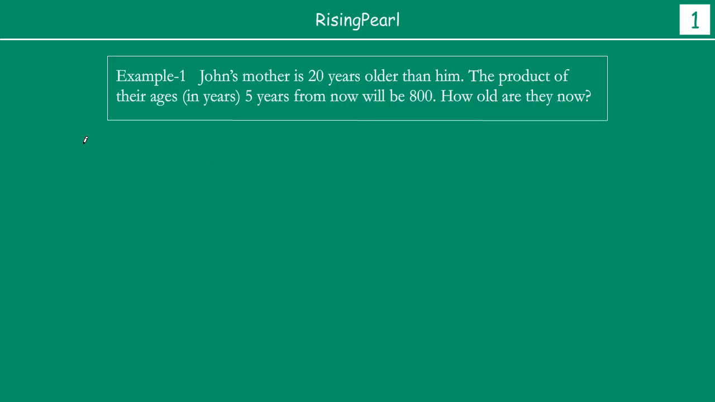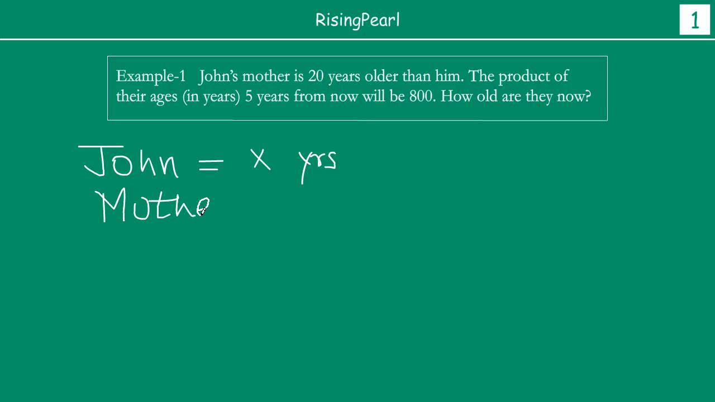Let's say John's age today is X years. He is today X years old. John's mother is 20 years older than him. So if John is X, his mother's age is X plus 20. Now, 5 years from today, 5 years from now, how old will John be?